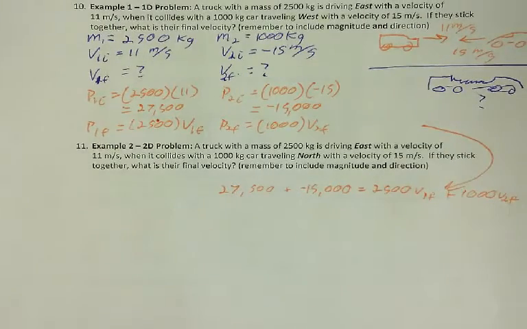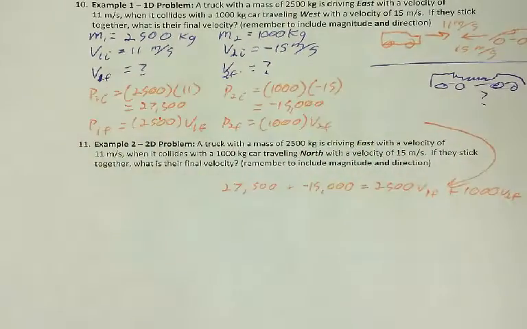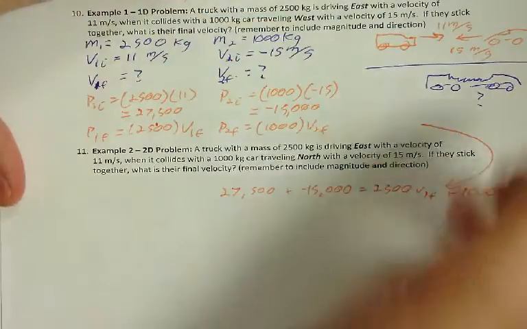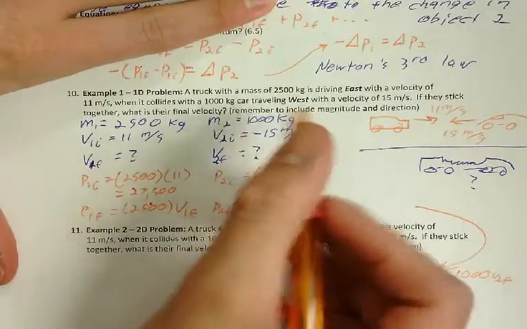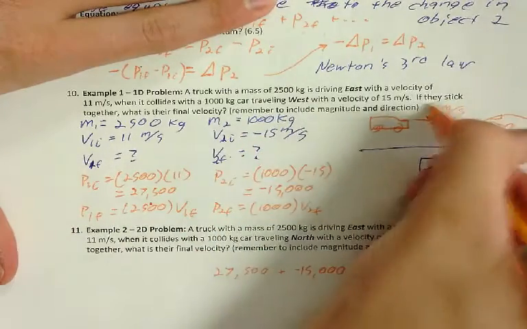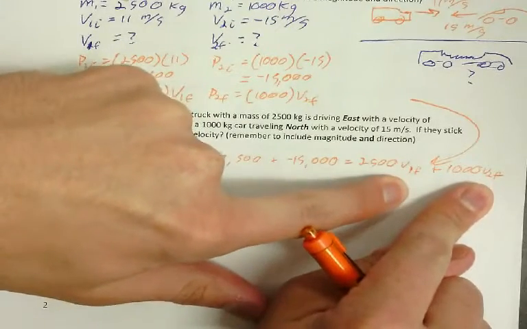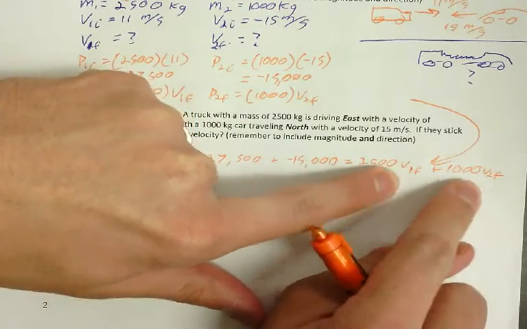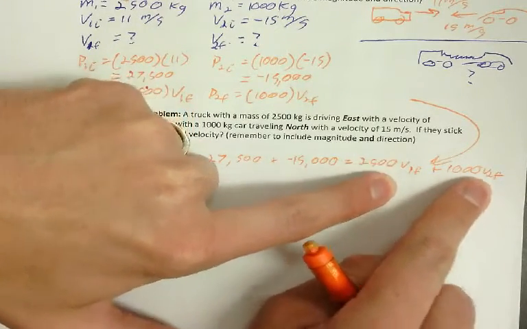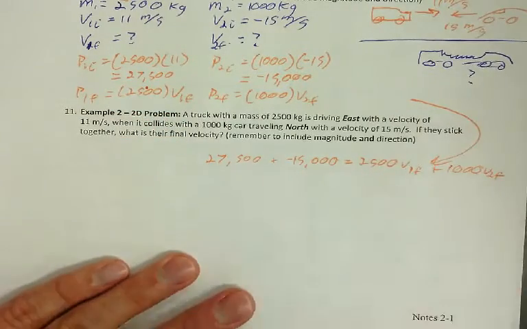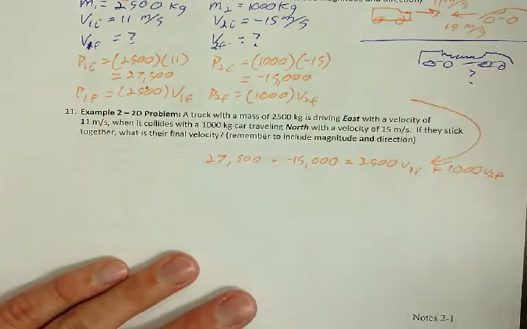Now, here's the one tricky thing you've got to keep in mind, other than just directions and that sort of thing. It said they stick together. Because they stick together, this velocity and this velocity are the same, so they can be combined. Because they stick together, you can combine the masses into one object.